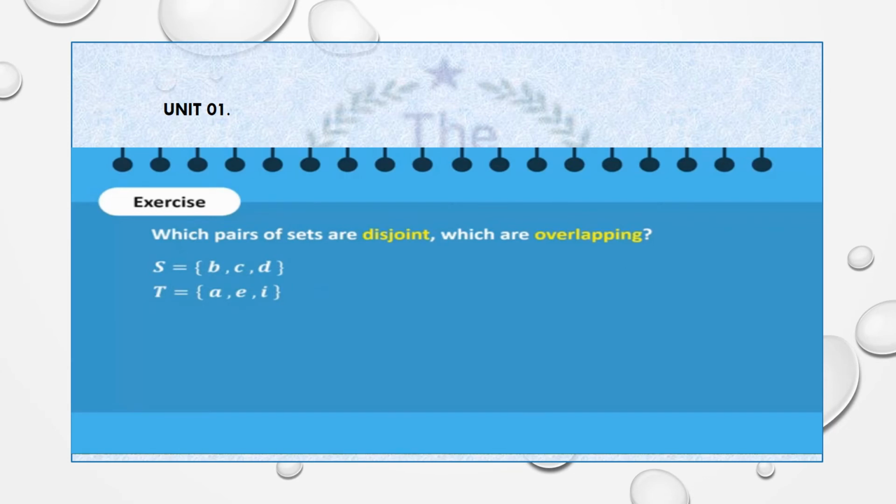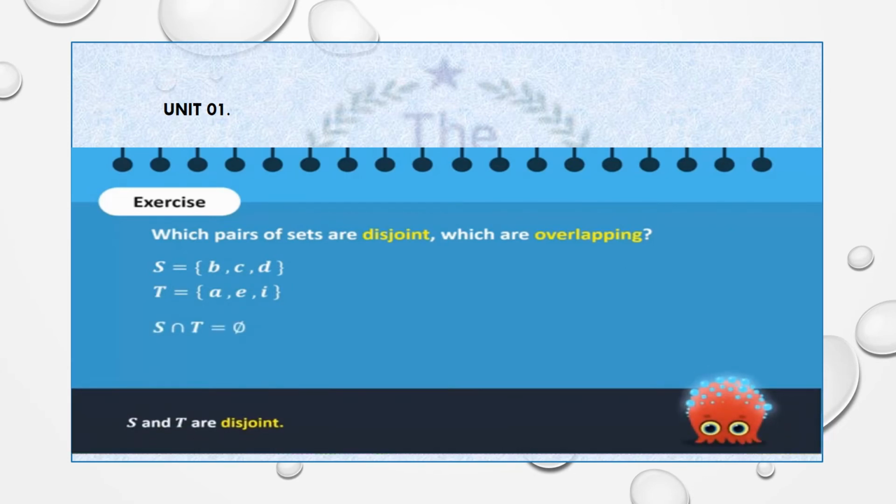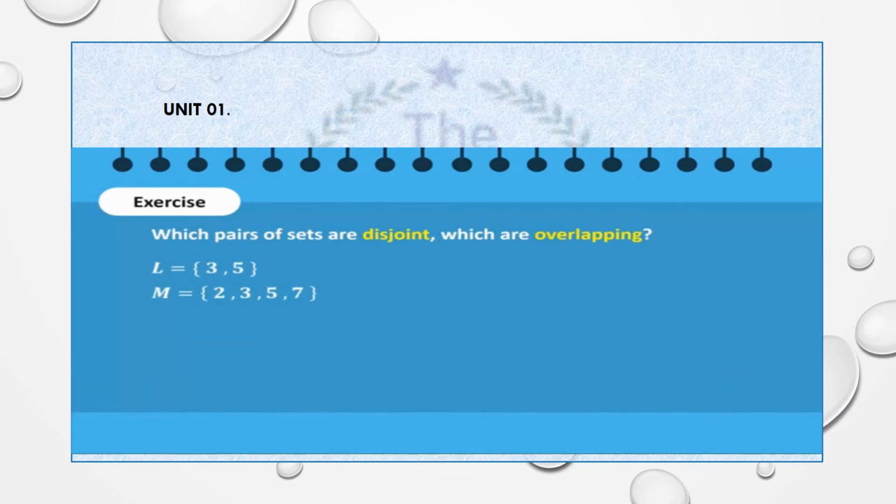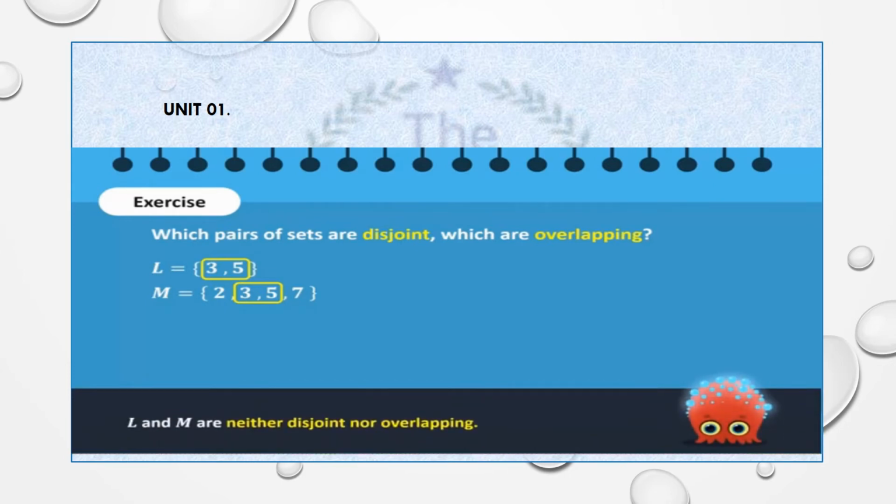Sets S and T have no elements in common, so they are disjoint sets. Sets L and M have two elements in common, 3 and 5. They cannot be disjoint sets. But set L is a subset of M, so they cannot be overlapping sets either. Therefore, sets L and M are neither disjoint nor overlapping sets.